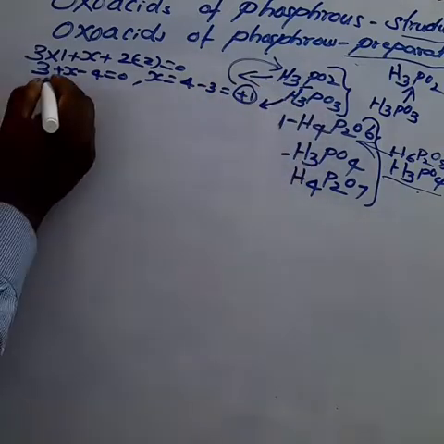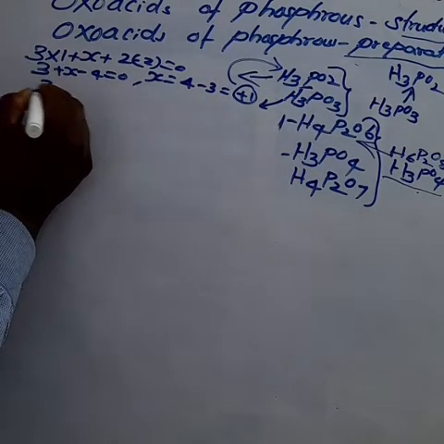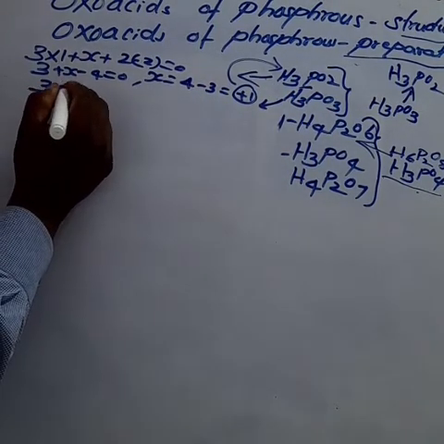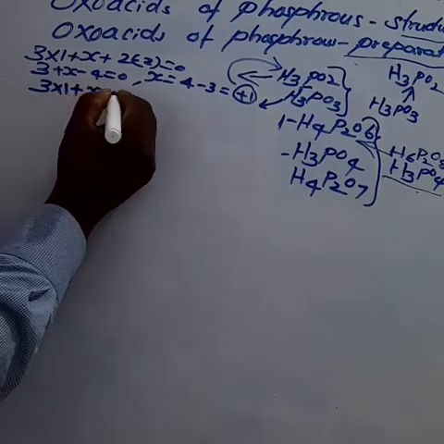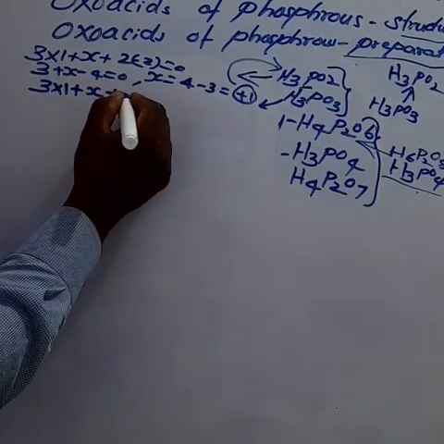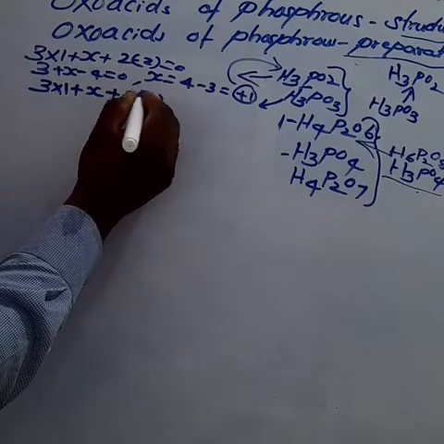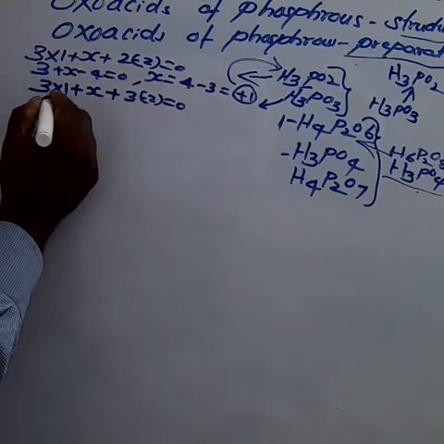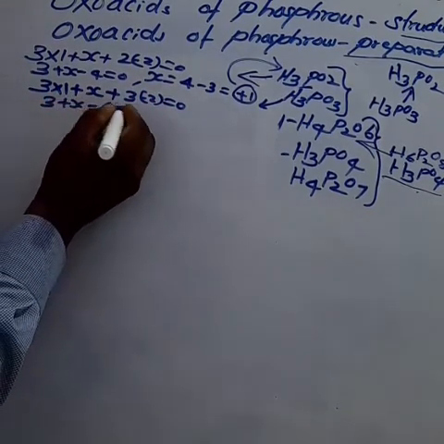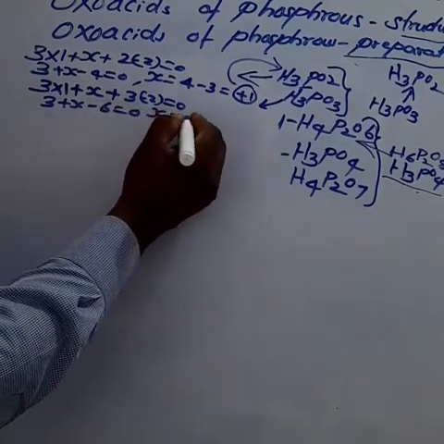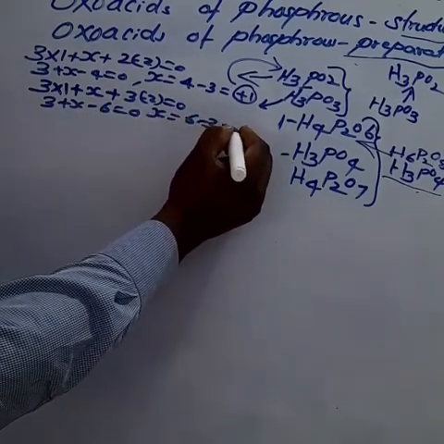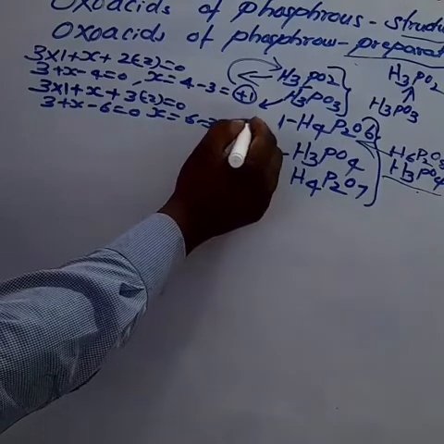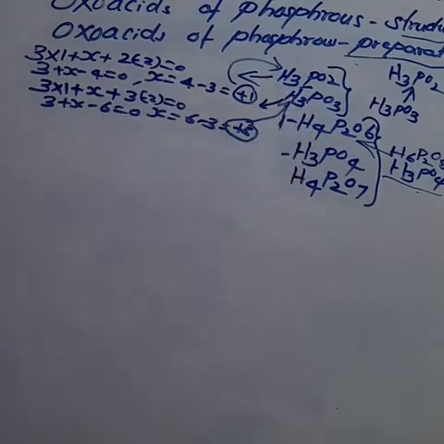Then orthophosphorus acid, formula H3PO3. Hydrogen can be taken as plus 1. 3 into plus 1 plus phosphorus can be taken as X plus 3 into minus 2 equal to 0. 3 plus X minus 6 is equal to 0. X is equal to 6 minus 3. X is equal to plus 3 oxidation state. That is about the phosphorus acid.